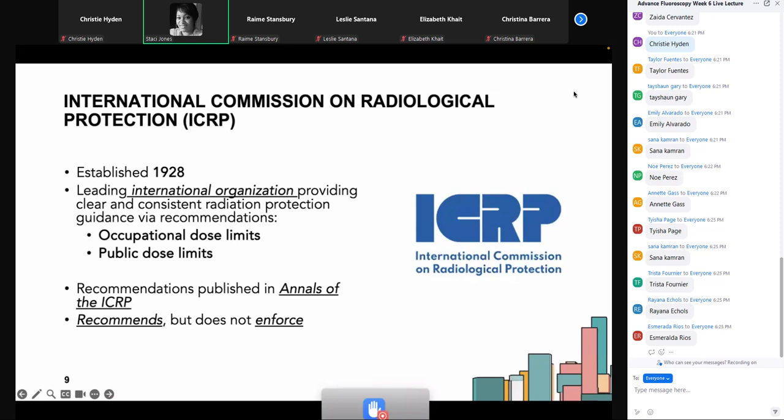So first, the ICRP, established in 1928. Basically, they are the international authority on safe use of ionizing radiation, and they provide recommendations on occupational dose and public dose limits. This organization recommends, but it does not enforce.